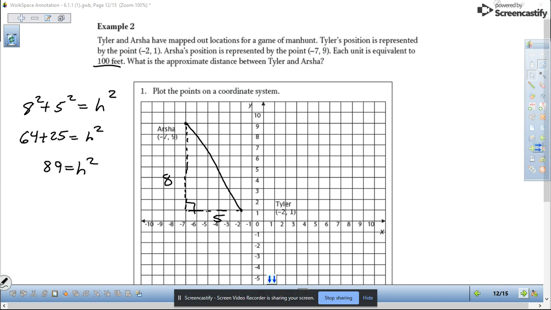If you're using your calculators, when you do the square root of 89, that's what you get. It won't tell you unless you hit that little button to change to a decimal, which turns out to be 9.43. Now remember, all this information here is in hundreds of feet. Each unit is equivalent to 100 feet. So this is actually approximately 943 feet. It is approximately 943 feet.